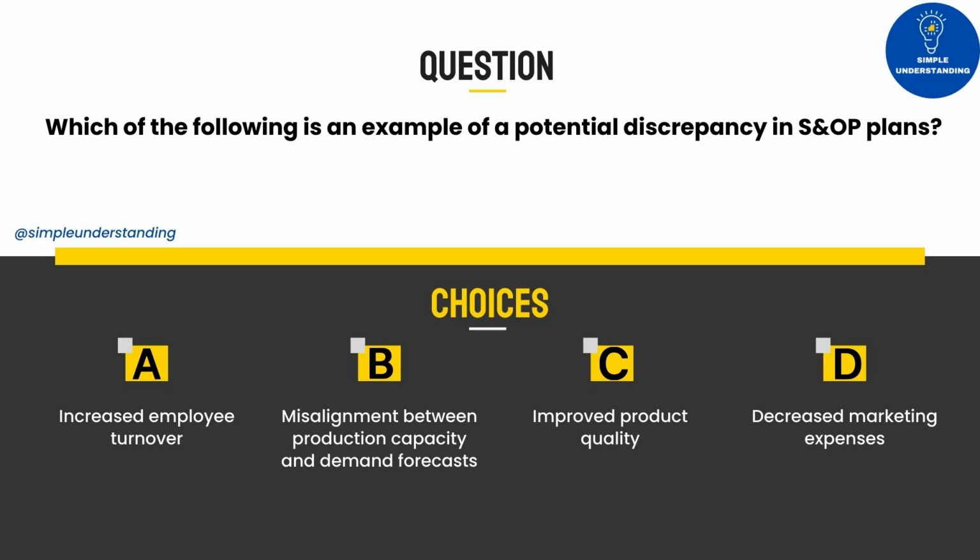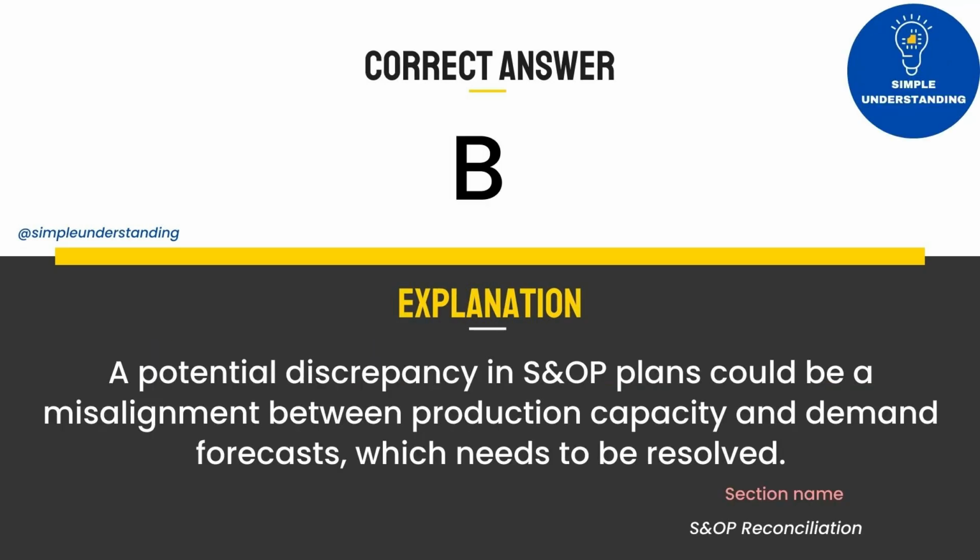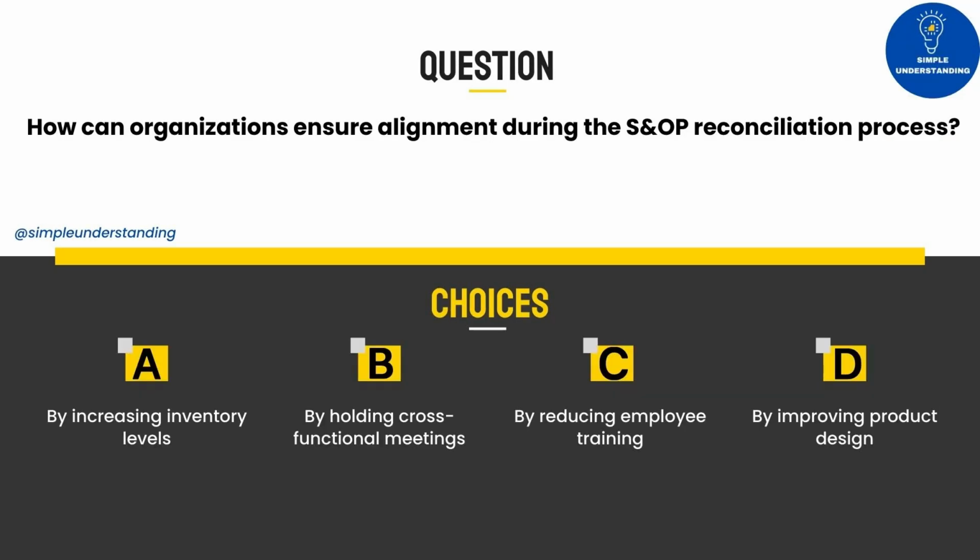4. Which of the following is an example of a potential discrepancy in S&OP plans? A. Increased employee turnover. B. Misalignment between production capacity and demand forecasts. C. Improved product quality. D. Decreased marketing expenses. Correct answer: B. Explanation: a potential discrepancy in S&OP plans could be a misalignment between production capacity and demand forecasts, which needs to be resolved.